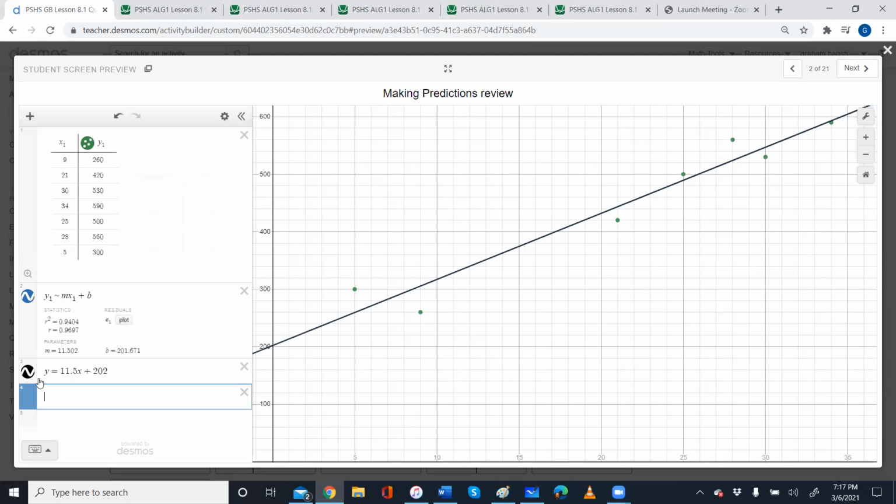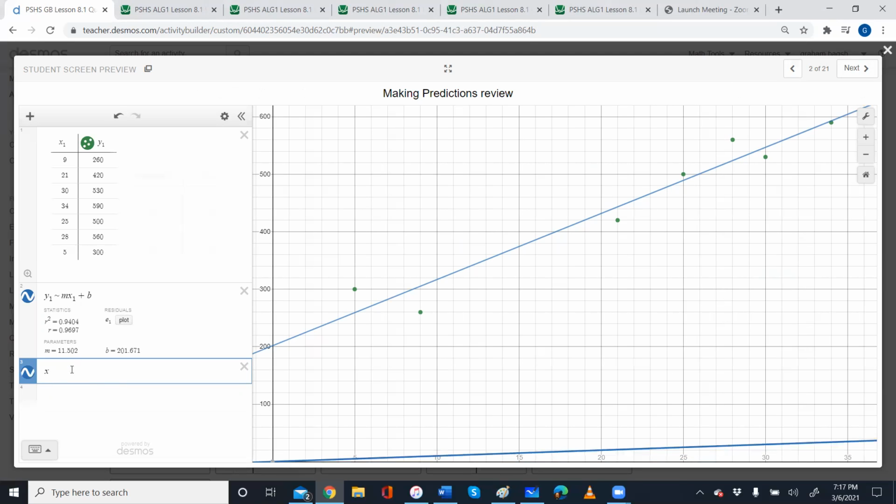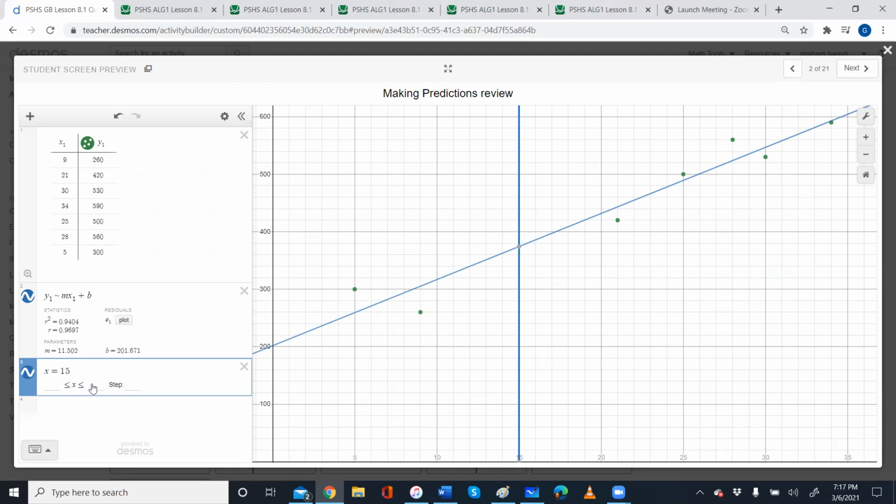So I'm actually going to delete that equation now because we can see the line there already. If I type in x equals 15, we can go ahead and look on the graph, where did this line and this line intersect? And this will actually be our answer. So this number here, this 374, that would be our prediction for the number of calories in that particular sandwich.